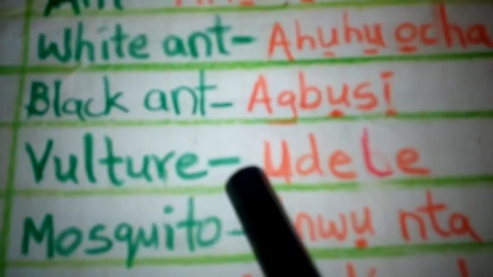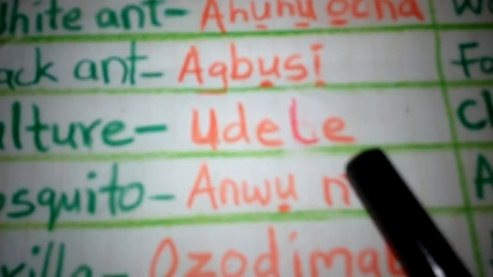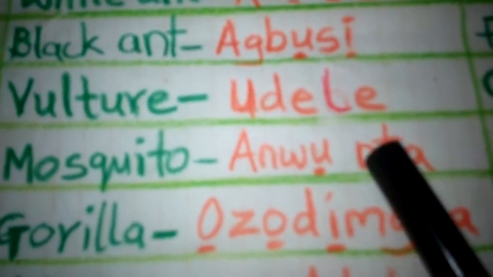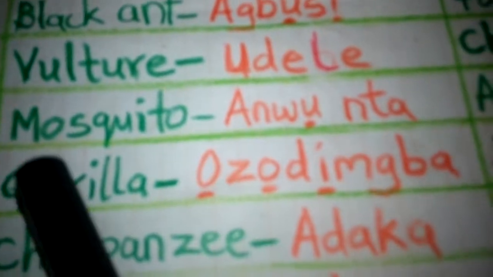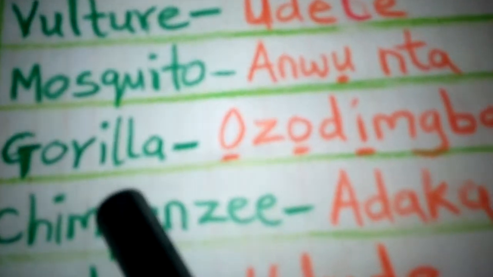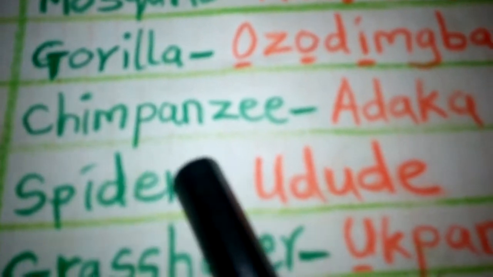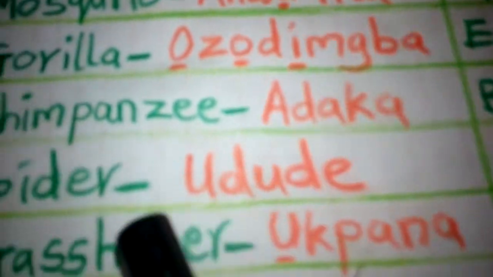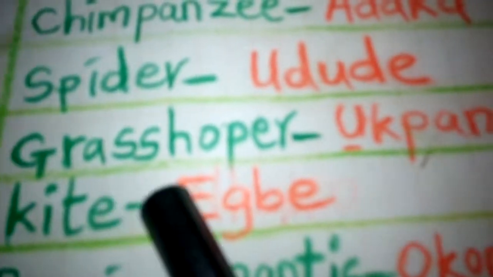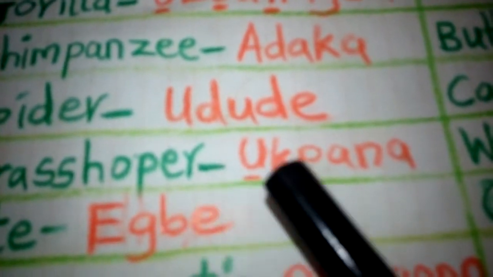Some people say abusi, but the correct thing is abusi. Vulture, udele. Some say udene. Udele is central. Mosquito, awunta. Gorilla, ozodimba. Chimpanzee, adaka. Spider, udude. Grasshopper, ubana. Some people say ubala.